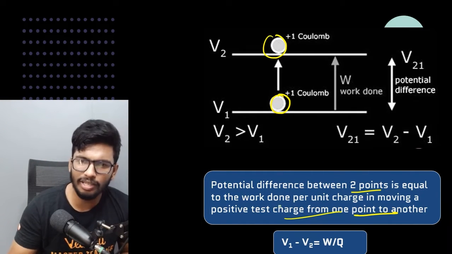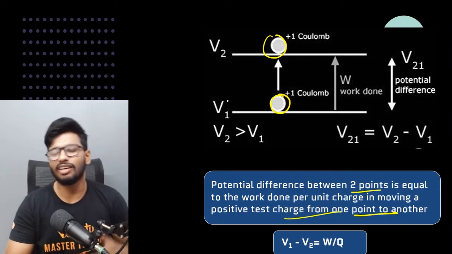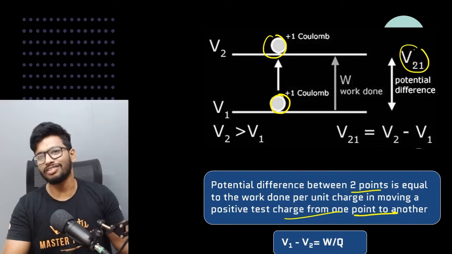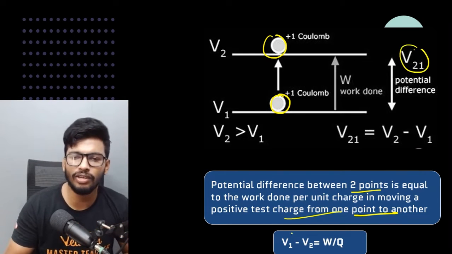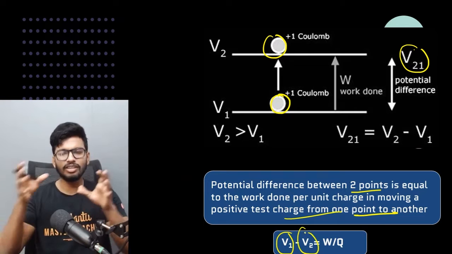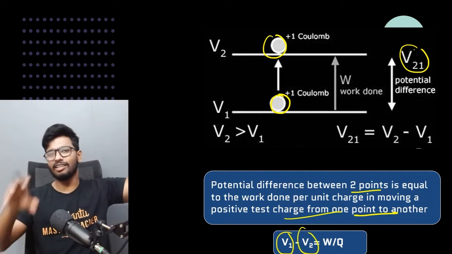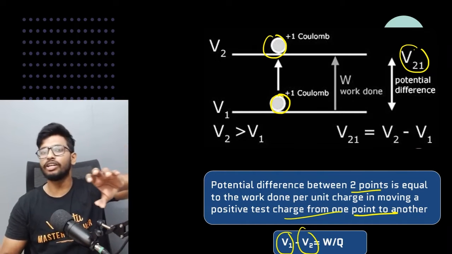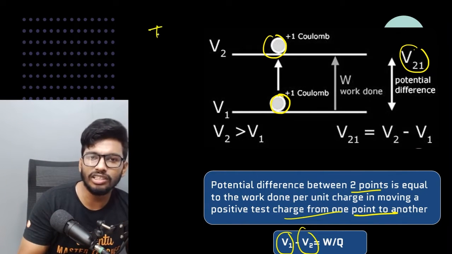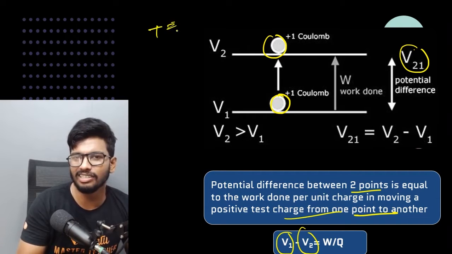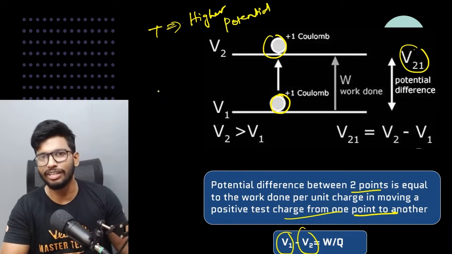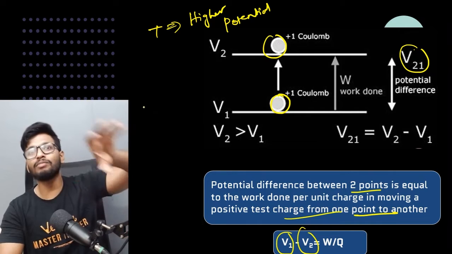So the formula again remains the same. You can say that one is at a higher potential, the other is at a lower potential. This work done is what is called potential difference. That is what is represented by V1 minus V2, so you're finding out the potential difference. Current always flows from higher potential to lower potential. Generally, the positive terminal of a battery is considered to be at higher potential, and the negative terminal is considered to be at lower potential. So current will flow from higher potential to lower potential.